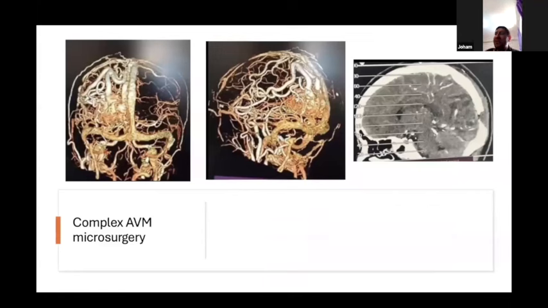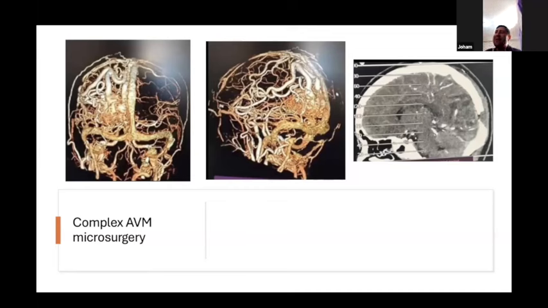We have another challenging case, this large arteriovenous malformation, luckily in the occipital area, but with big, deep feeding arteries and large venous drainages. And in this patient, for example, we operated. The immediate postoperative care was good.